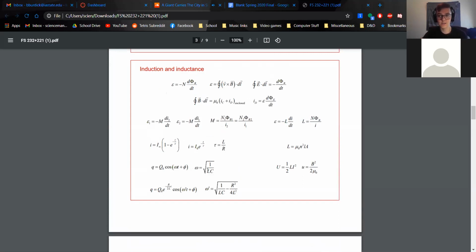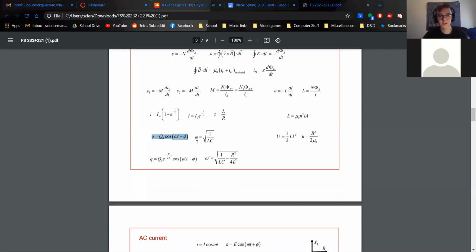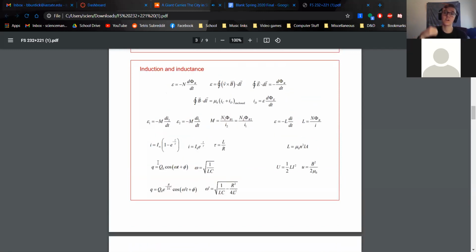So if I have an LC circuit, these equations are semi-important. If I have an LC circuit right here, the equation I highlighted is going to describe the charge sitting on a capacitor. This is what omega is. So if I have a charged capacitor and I hook it up to an inductor, that's when this equation will apply. If I have a resistor connected to a charged capacitor and an inductor, this is what the equation is going to look like to describe the charge sitting on that capacitor.